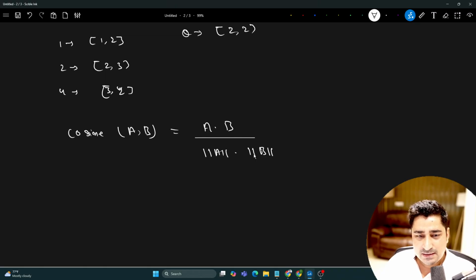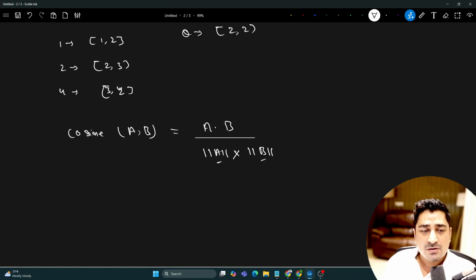Formula-wise, this is the formula for cosine similarity. In the numerator, we perform the dot product of the two vectors a and b. In the denominator, we take the Euclidean norms, or lengths, of vector a and vector b and multiply them, so that the entire result depends upon the angle between the two vectors.